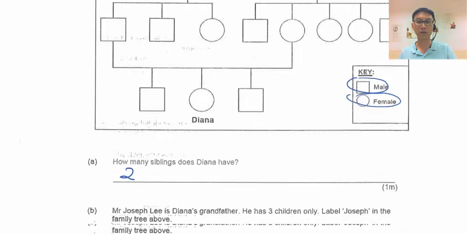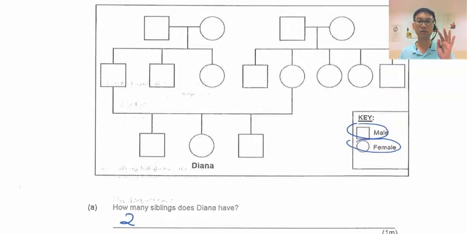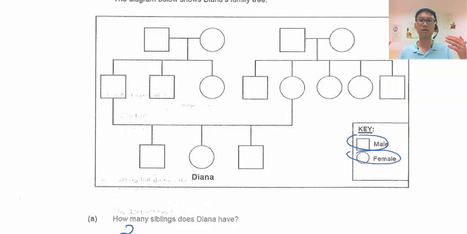Okay? Part B, Mr. Joseph Lee is Diana's grandfather. He has 3 children only, so we're supposed to label in the family tree above. Okay, so let's remember Diana, grandfather, 3 children. Okay, let's go up. So where's the grandfather? Grandfather is 1 level above the parents. Okay, so this is the father, this is the mother. So males are rectangle, so it's either this or this because both are the grandfathers. One is the paternal grandfather, this is the maternal grandfather.